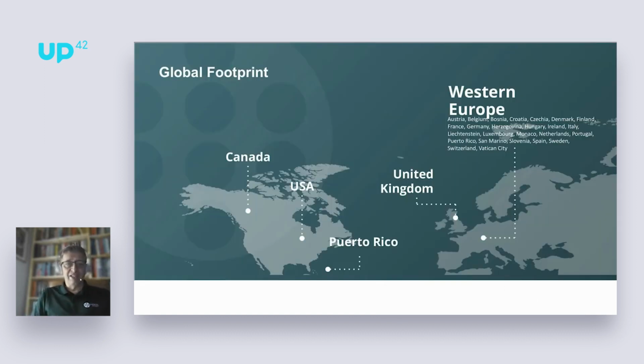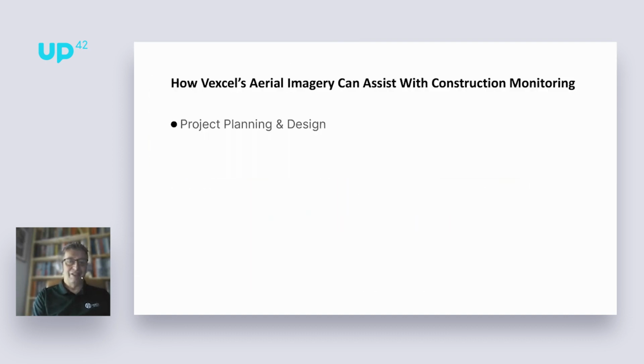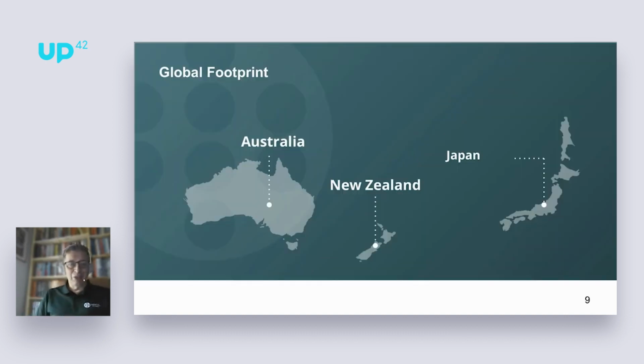As you can see, we've got Canada, US, Puerto Rico, UK, and all of Western Europe, and we're starting to move further east with Czechia and some of the Baltic states as well being captured. We've also captured the main areas of Australia and New Zealand, the main population centres, and also we're in the process of capturing the whole of Japan.